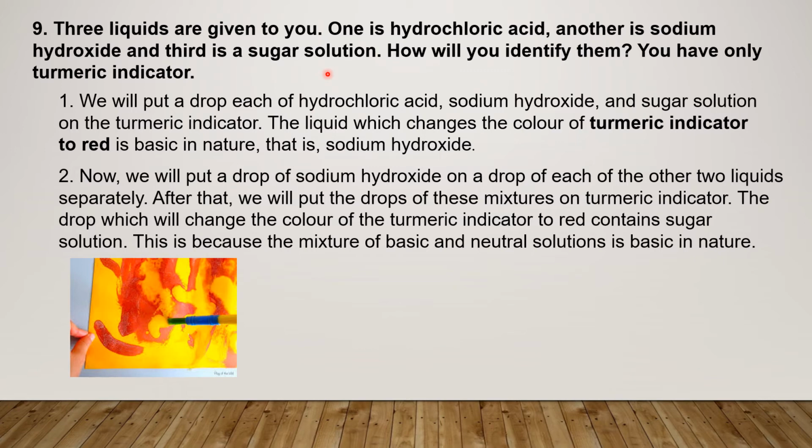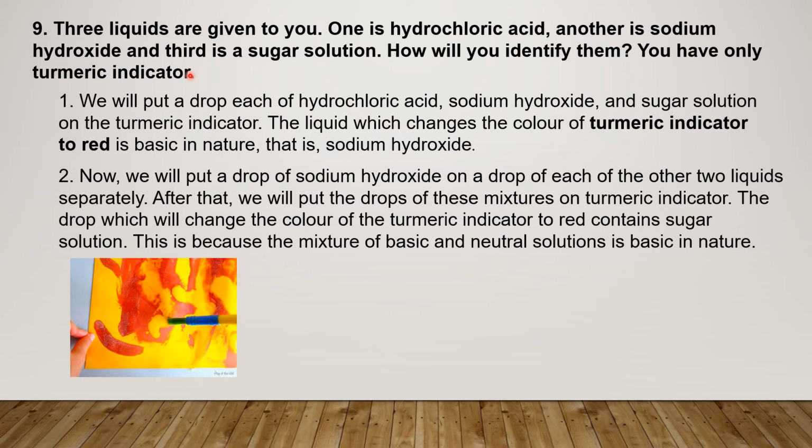Using an indicator. But in this question, it is specified that you have only turmeric indicator. So we have only turmeric indicator available at that time. Using that indicator, we have to find which one is acid, which one is base, and which one is neutral. So I told you what the effect of turmeric indicator is.